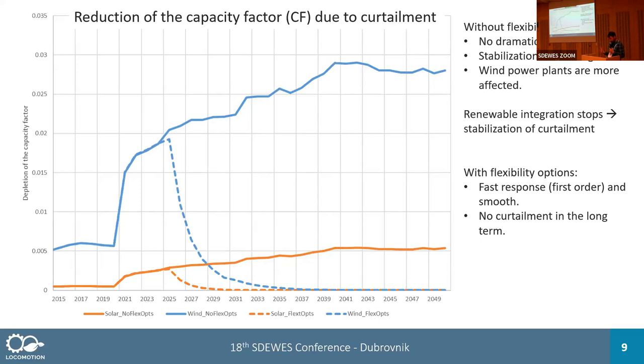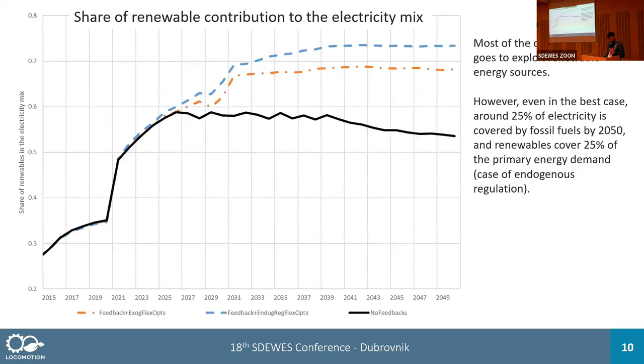Well, in this figure, I show the same output as the regression analysis, that is the depletion of the capacity factor of wind and solar power plants. The dotted lines are the cases when the flexibility options are introduced. So if we don't introduce those flexibility options, you can see that for both cases, the curtailment will arise up to 0.03 in the capacity factor. And when we apply the flexibility options, this effect sharply declines to zero in a first order response.